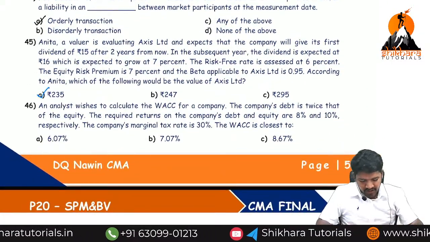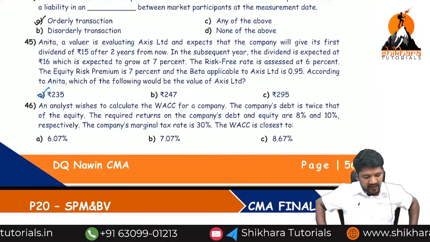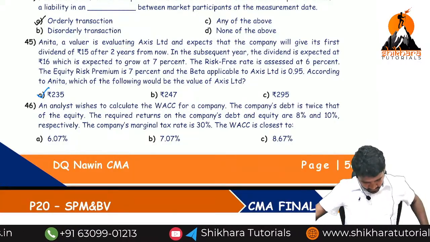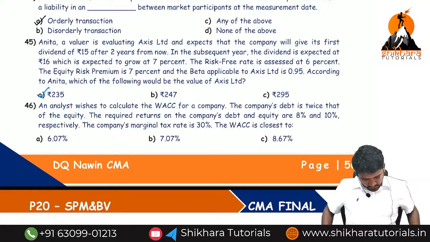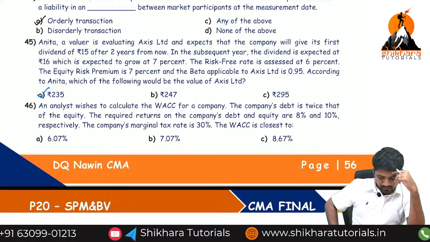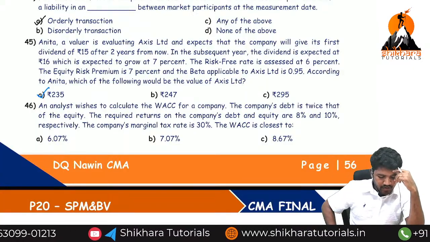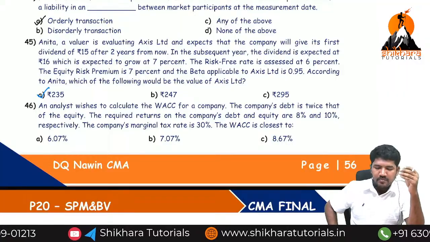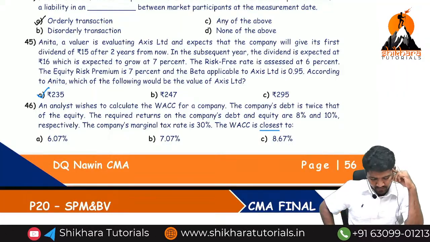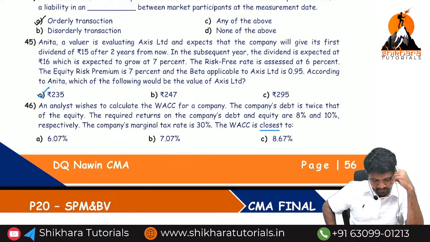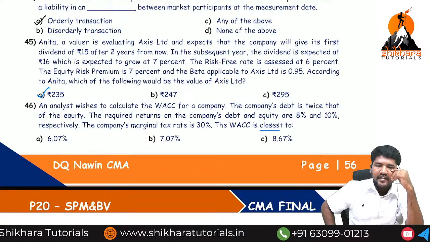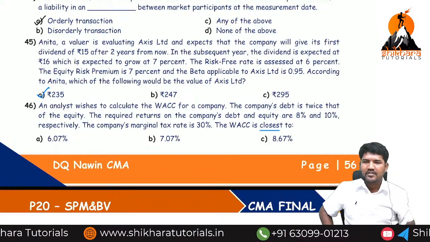So come to illustration number 46. Just a calculator calculation. You will not get the exact answer; you will get an approximate. They are expressed as closest. So weights of equity is a difficult thing. Remaining all are easy.